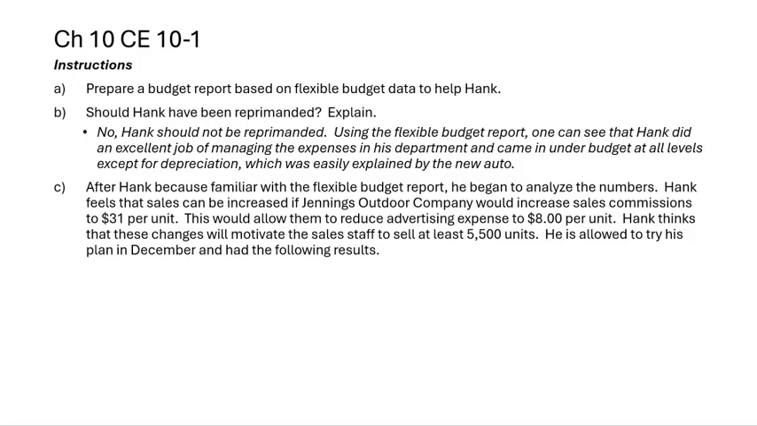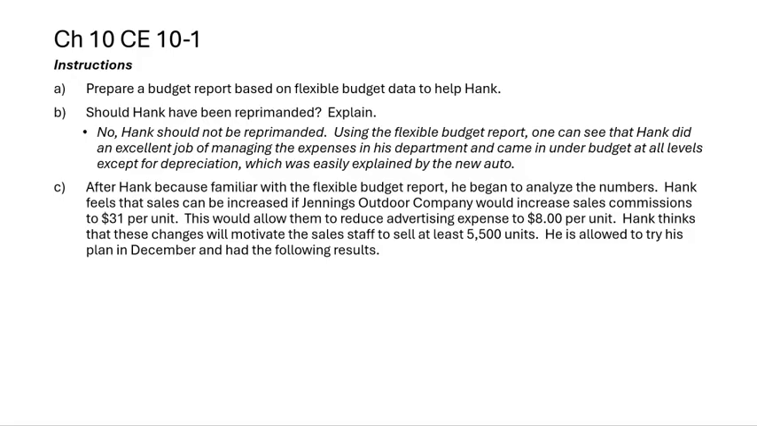Now Hank became familiar with the flexible budget report. He began to analyze the numbers. He feels that sales can be increased if Jennings Outdoor Company would increase sales commissions to $31 per unit. This would allow them to reduce advertising expense to $8 per unit. Hank thinks that these changes will motivate the sales staff to sell at least 5,500 units, so an additional 1,000 units. And he is allowed to try this plan in December and had the following results.